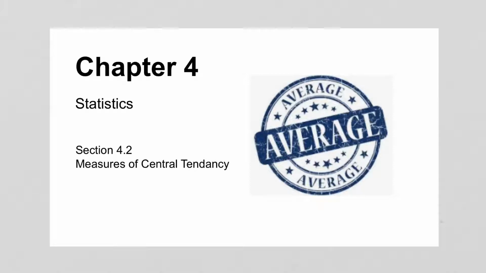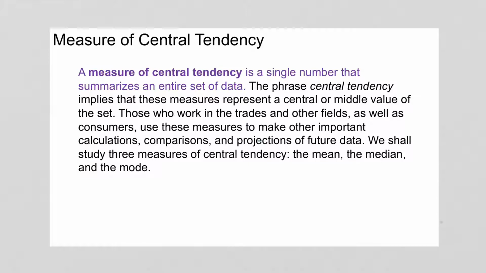Hi everyone. Today's lesson is on measures of central tendency. Another word we use for that is average. But there's not just one type of average. There's three that we focus on, so keep that in mind as we go through. A measure of central tendency is a single number that summarizes an entire set of data.